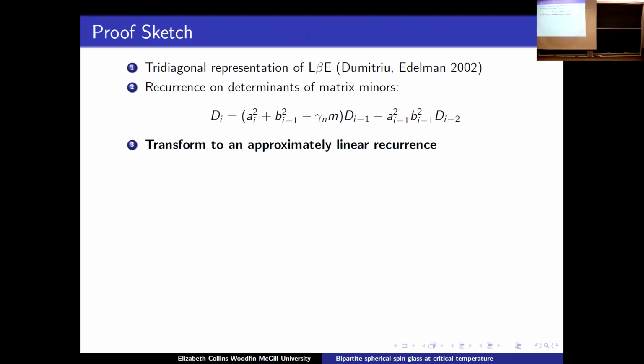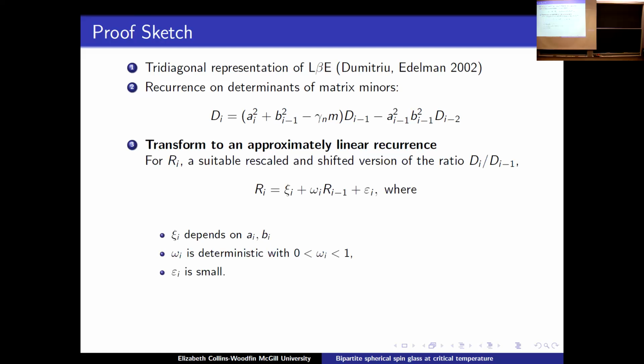So the next step is, this is not a linear recurrence, so we want to transform it into something that's approximately linear. This is a rescaling that you can do based on looking at the ratio of consecutive determinants, and then you can make an approximately linear recurrence on that. The key thing here is that this coefficient of the Ri-1 is deterministic. That enables us to analyze this in a nice way, and the epsilon error terms are small.